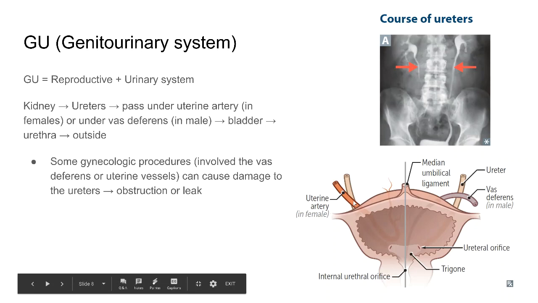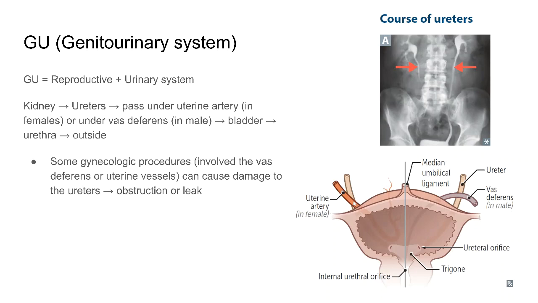But one important thing that Step 1 always wants you to know is that the position of the ureters is like, we call it water under the bridge. That means that the ureters are usually underneath the vas deferens in males, but also underneath the uterine artery in females. And why do they want you to know this? Because when people have some gynecologic procedures, either involving the vas deferens or the uterine vessels, they can cause damage to the ureters.